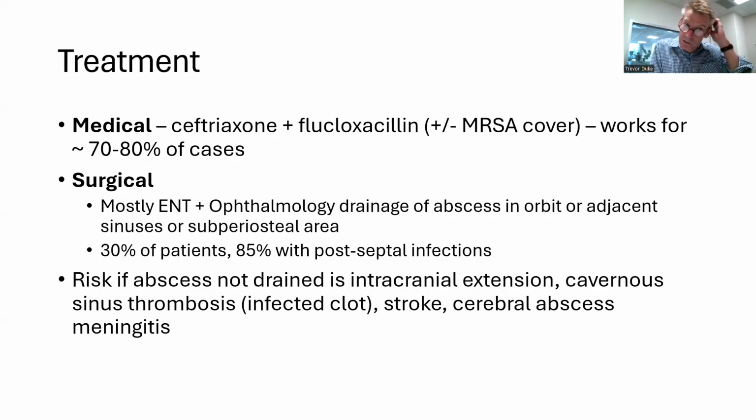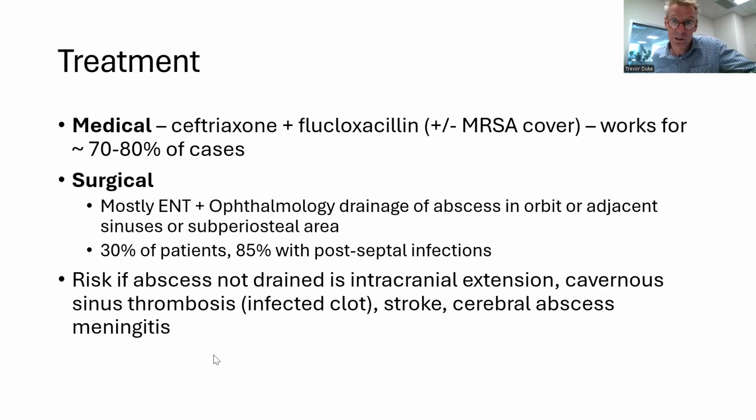The risk if the abscess isn't drained is, as I said, intracranial extension, and it's cavernous sinus thrombosis, because that cavernous sinus just sits at the base, at the posterior part of the orbit. And if you get an infected clot there, then that's a very serious complication. It can lead to stroke, and it often leads to a frontal cerebral abscess or meningitis in these patients. And it's a common reason why, unfortunately, children with periorbital and orbital cellulitis die. If they die, it's usually because of one of these intracranial extensions of these infections.